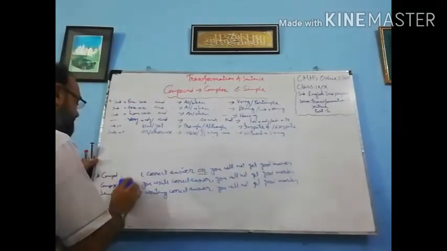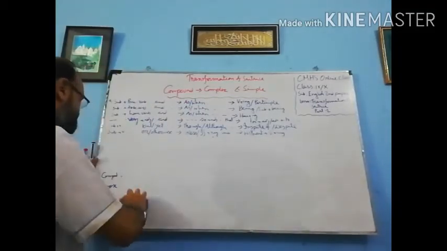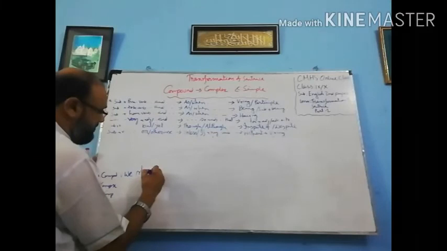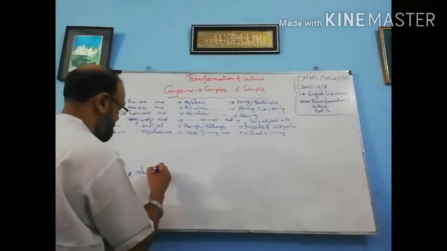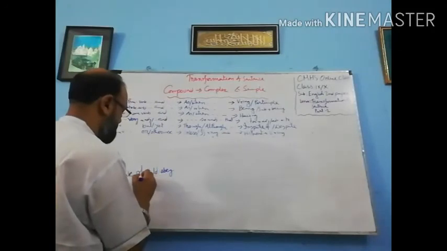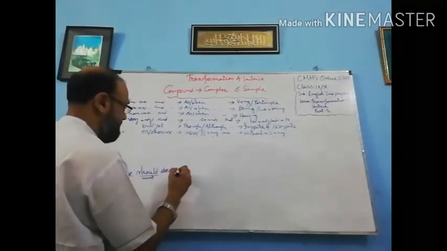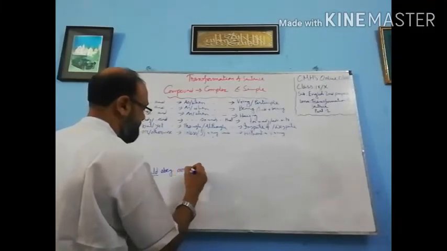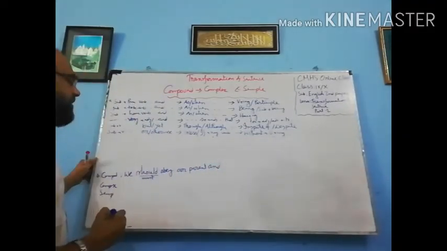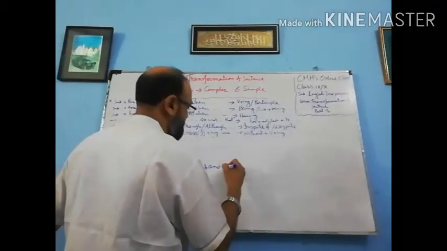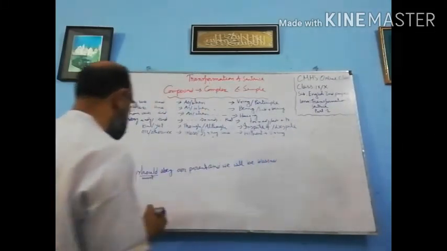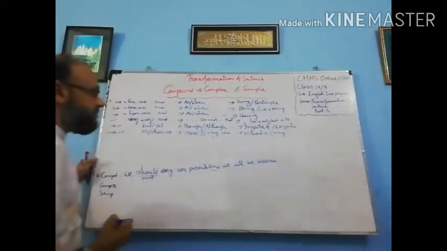And this is the simple one. And if we look for another type of sentence, we should obey our parents and we will be blessed.